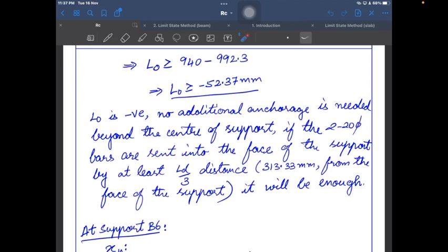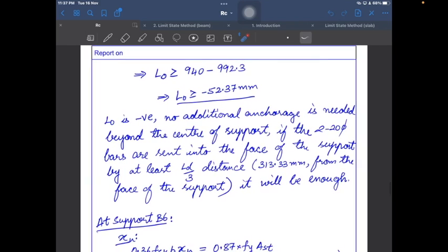I hope things are clear. If we are getting negative here, this L0 is greater than or equal to minus 52.37, then at least we have to send LD by 3 inside. Yeah, at least LD by 3. LD by 3, we send inside.